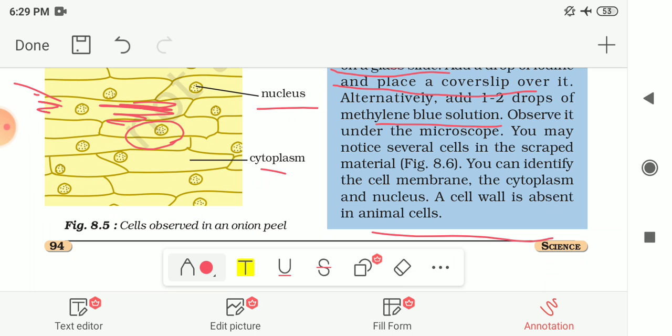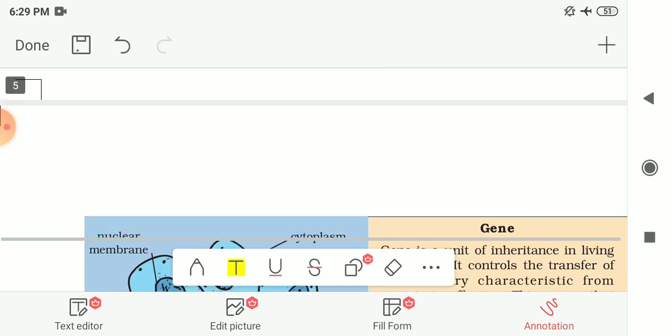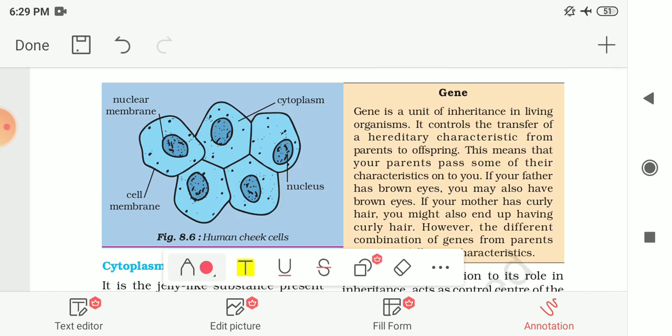Observe this under the microscope, and you may notice several cells in the scraped material which we had taken from inside the cheek, and you can identify the cell membrane, the cytoplasm and the nucleus. You will find that the cell wall is absent in animal cells. Here in the picture, human cheek animal cells are shown to you. Here you can see that the nuclear membrane is there, cytoplasm is there, nucleus is there, and cell membrane is there.